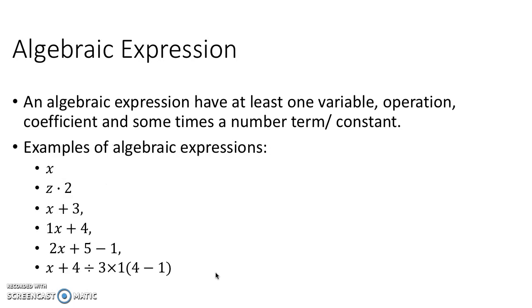Algebraic expressions. An algebraic expression must have at least one variable, an operation, and a coefficient, and sometimes a number term, also known as a constant. It is implied that if there is no coefficient number in front of a letter, it's 1. It's an invisible 1. So in front of this X, there'd be a 1. As you can see, we range from the simplest down to the most complex.